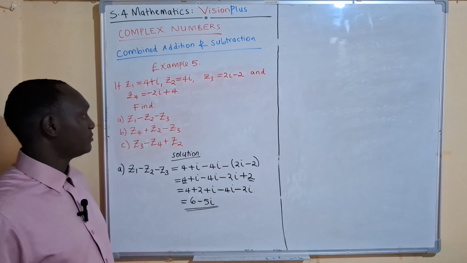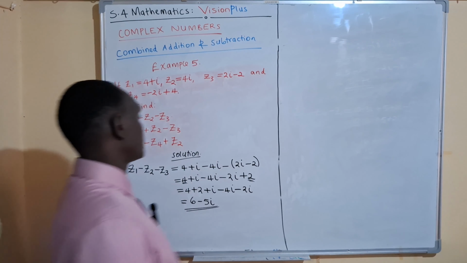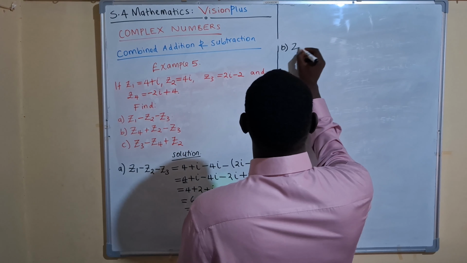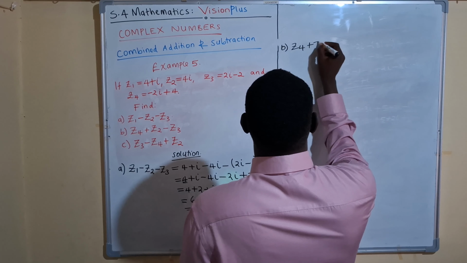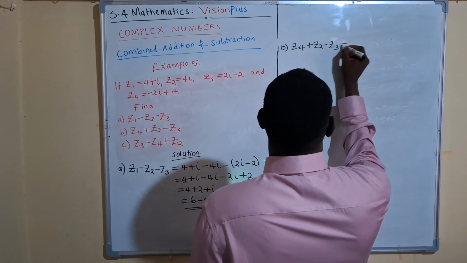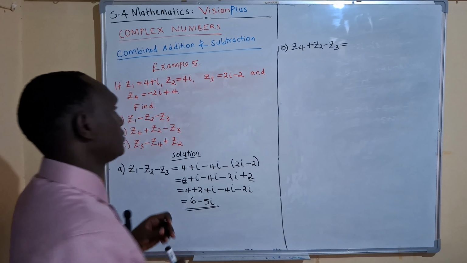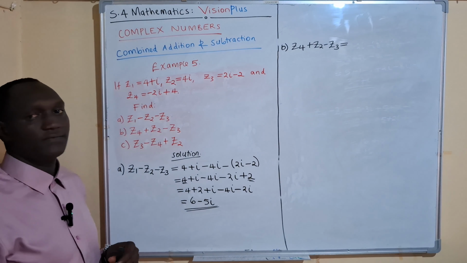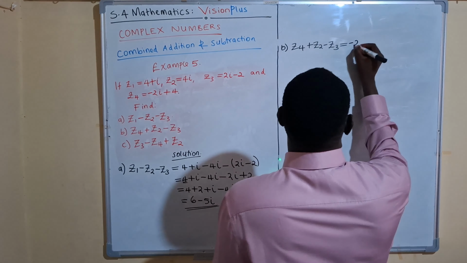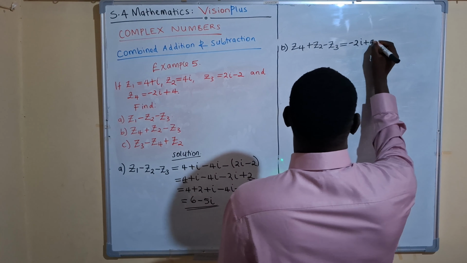And then going to part B, that says z4 plus z2 minus z3. So we shall say equals, we need to substitute for z4. z4 is negative 2i plus 4. So negative 2i plus 4.